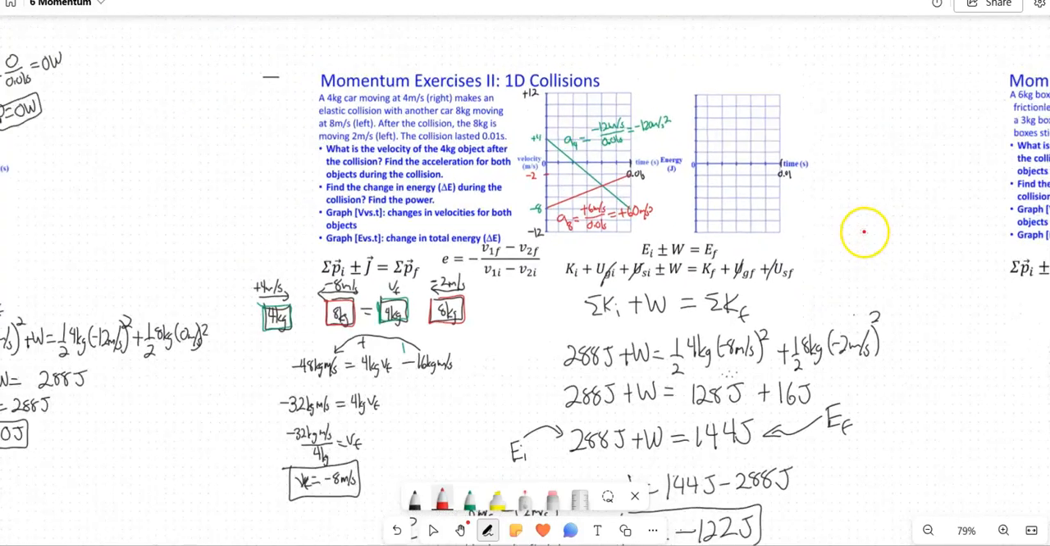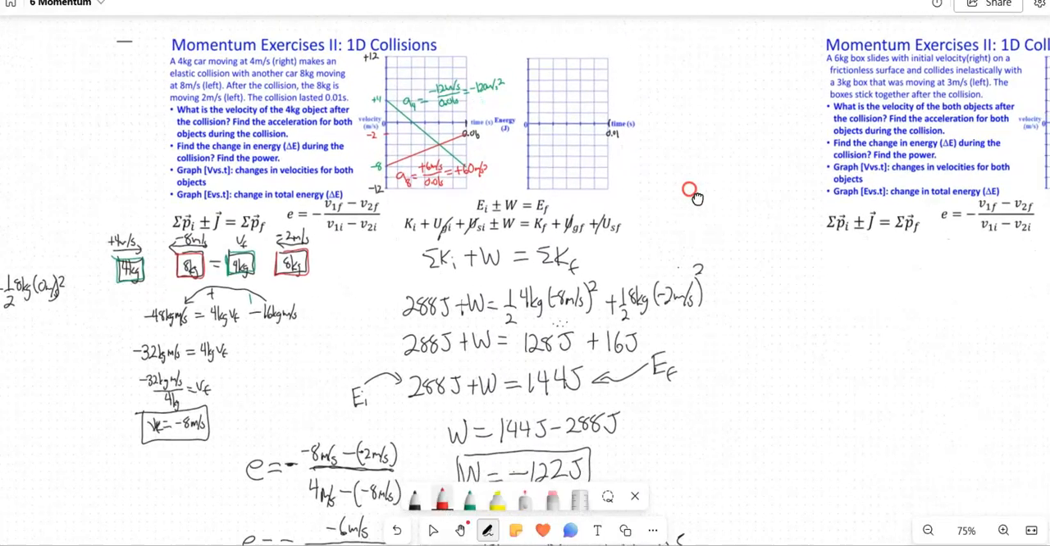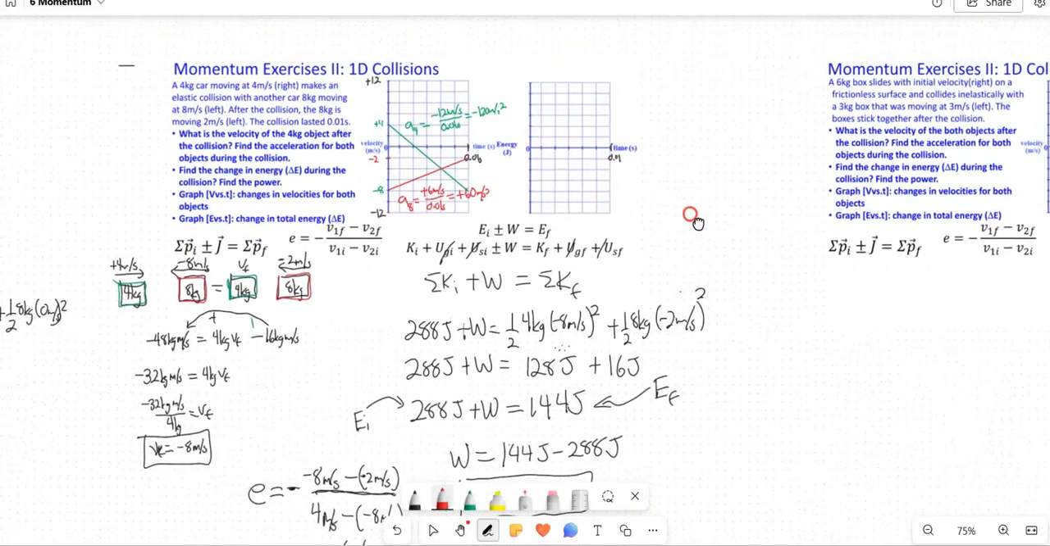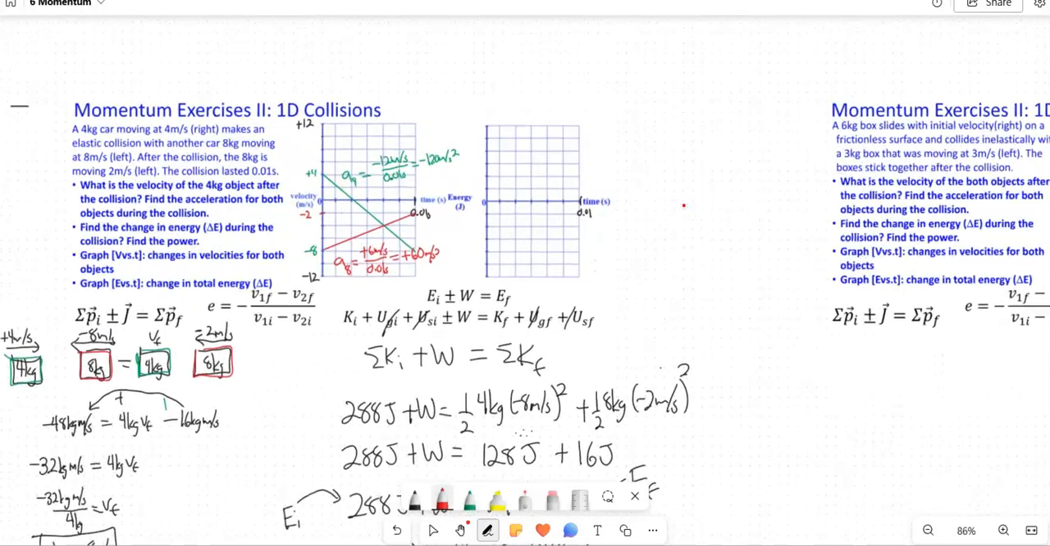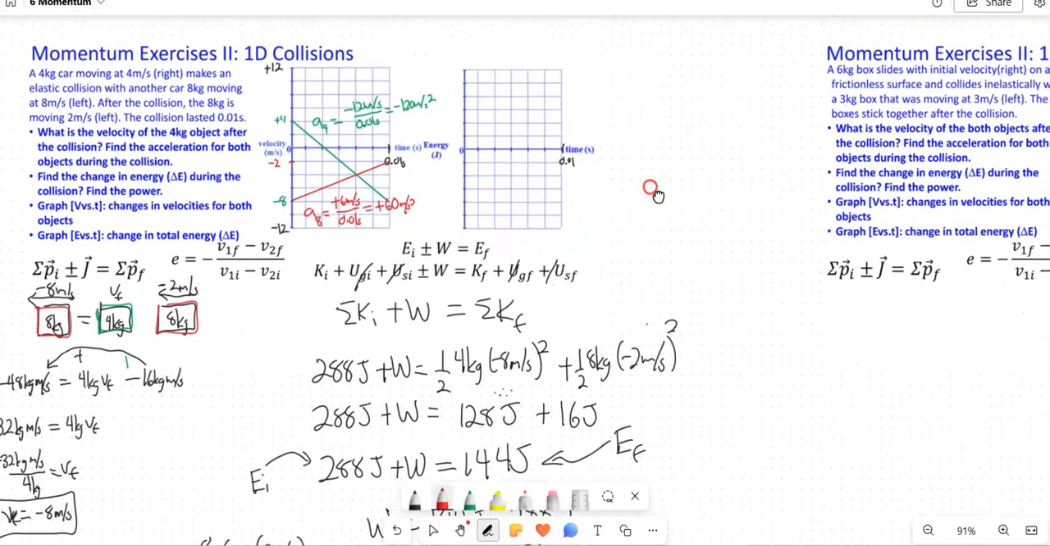All right. Okay, let's go ahead and plot the energies and work out the power. So the power starts out at 288 right here, and it ends at 144.